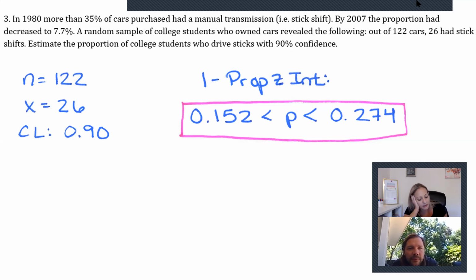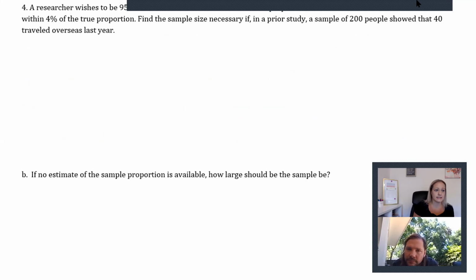So is it a problem that you didn't use the fact that in 1980, more than 35% of cars purchased had a manual transmission? Nope, I think that was just giving us a perspective of how things have changed between 1980 and 2007. Yeah, okay, good.